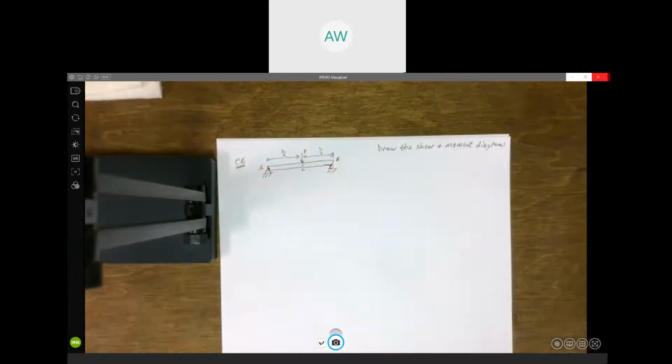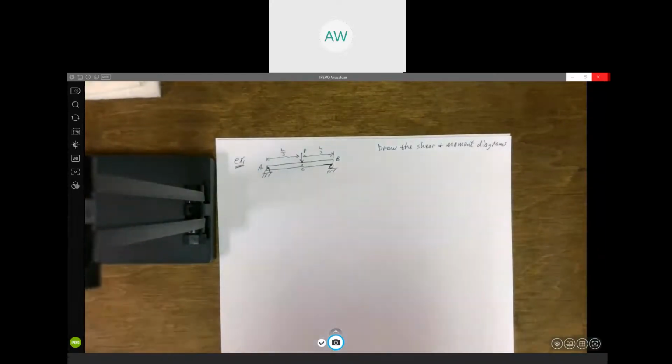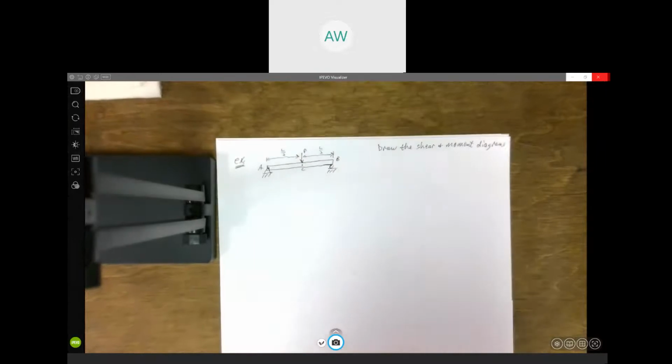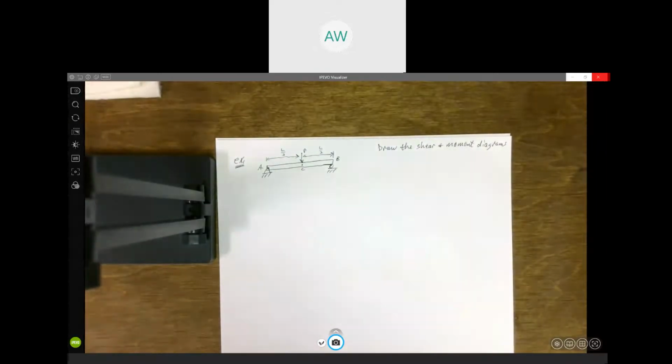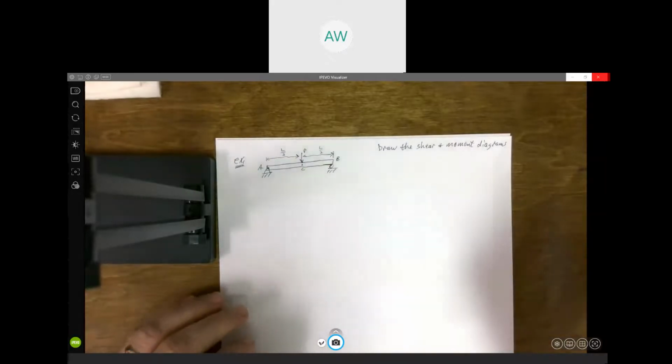All right, that's what we're going to do. Draw a shear and moment diagram. So we need to know what our support reactions are.